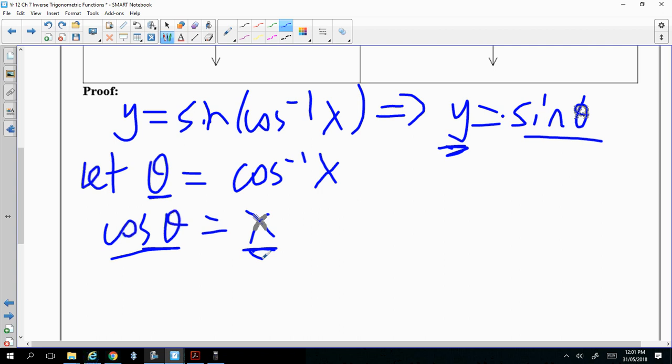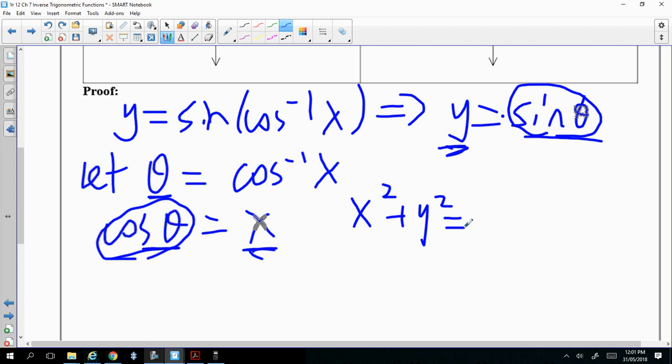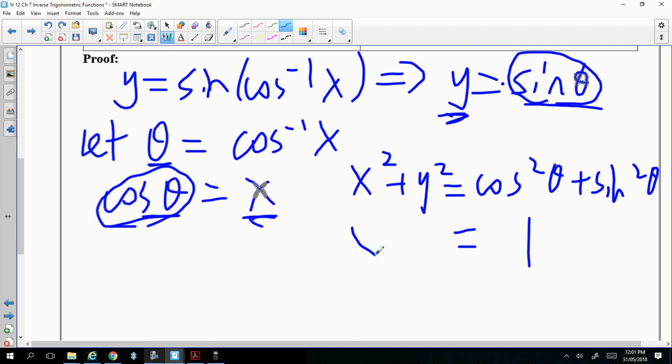Therefore, you can get rid of sine theta and cos theta, isn't it? You can go x squared plus y squared equals cos squared plus sine squared. And what's cos squared plus sine squared? You get 1. So you get a semicircle. But why do we get a semicircle, not a circle? If you make y the subject, you get the square root of 1 minus x squared.